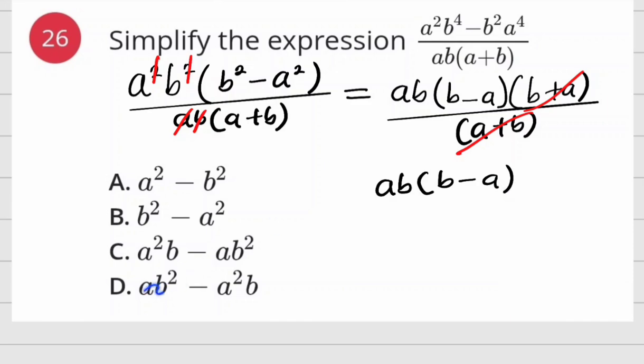When we check our options, we realize that none is the same. So let's expand this. So we have a times ab times b, that will be ab square minus a square b. So let's check ab square minus a square b. So we see very well, this and this, they look alike, but we have to be very careful. So our correct option is option D.